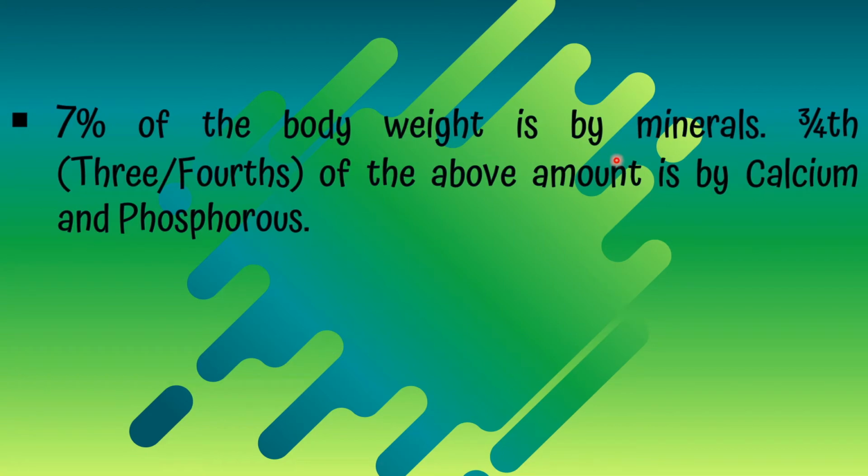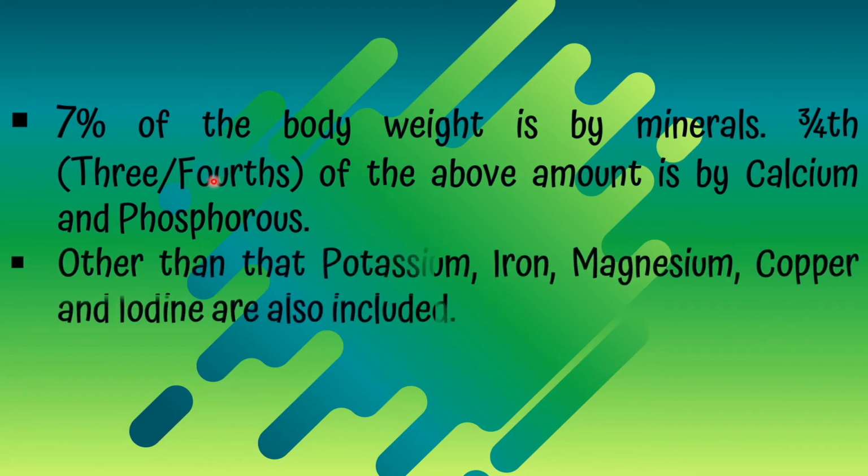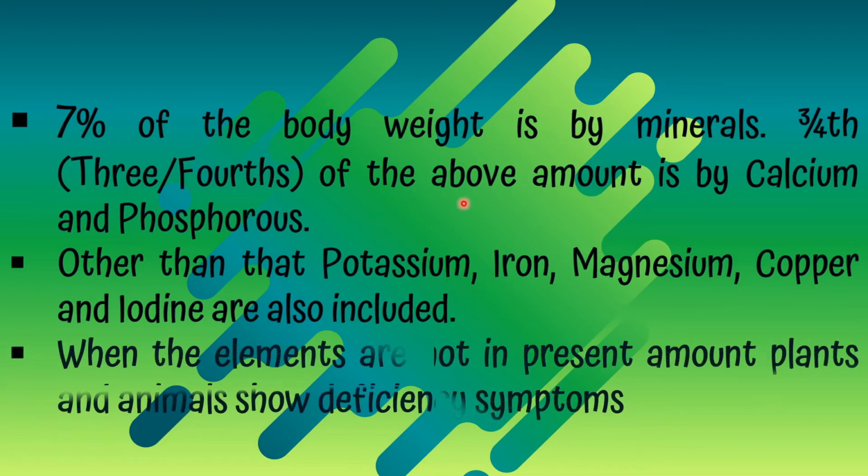Seven percent of the body weight is made up of minerals. 3/4 of the above amount is calcium and phosphorus. 3/4 of 7% is calcium and phosphorus. Other than calcium and phosphorus, potassium, iron, magnesium, copper and iodine are also included. When the elements are not present in the required amount, plants and animals show deficiency symptoms.